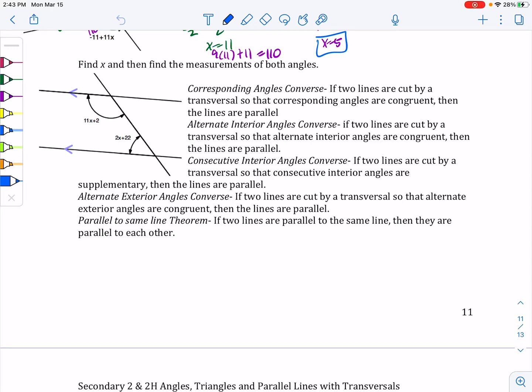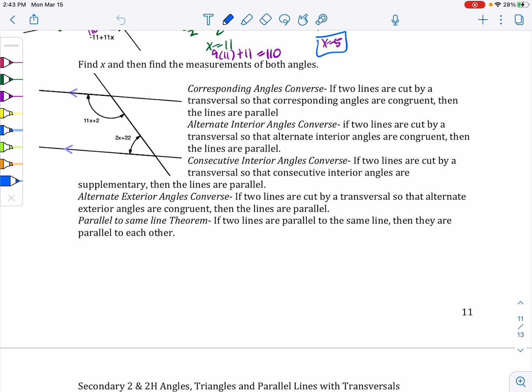So we looked at parallel lines and transversals in which things are congruent and supplementary. Remember, our corresponding angles, alternate interior and alternate exterior are all congruent, as well as vertical angles. Vertical angles are congruent regardless of if lines are parallel or not. And then our consecutive interior, which is also same side interior, also called co-interior, those are supplementary. And linear pairs are supplementary regardless of if the lines are parallel or not.